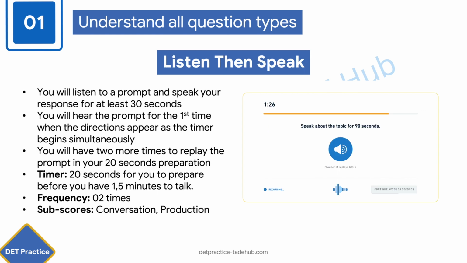Listen then speak. DET takers listen to a prompt and then speak your response for at least 30 seconds. Before the 90 seconds of speaking begins, we have 20 seconds to prepare, so make sure to utilize these 20 seconds to prepare the best for your answer. This item type appears 2 times in every Duolingo English test, and it contributes to conversation and production.